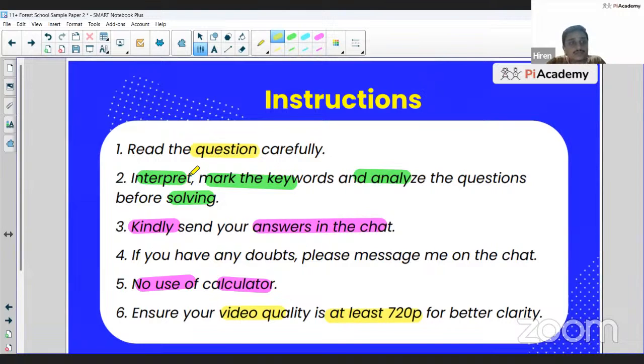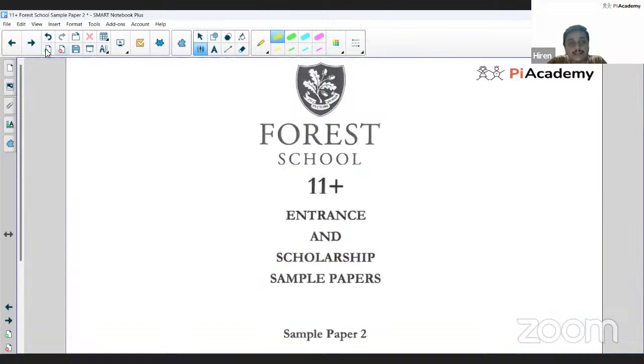Okay, so let's get started. Today, I'm going to start this paper, and the school name is the Forest School. The paper is Learn Plus Entrance and Scholarship Sample Paper number 2. Okay, so are you guys ready? If you are ready, then show me thumbs up, and we are ready to start.